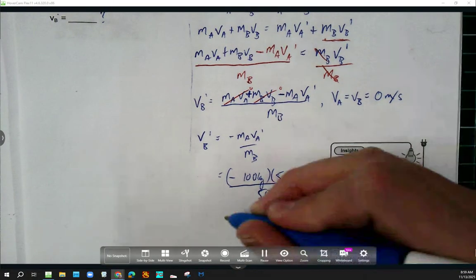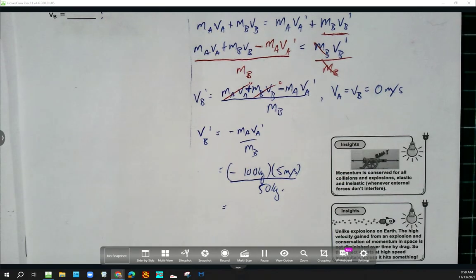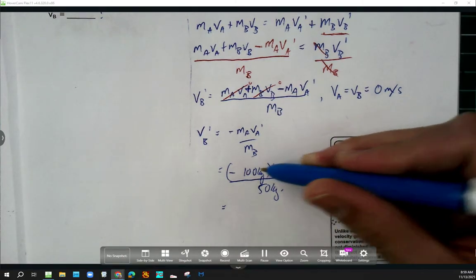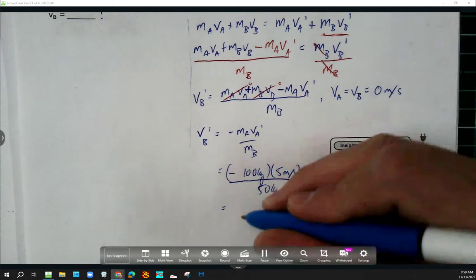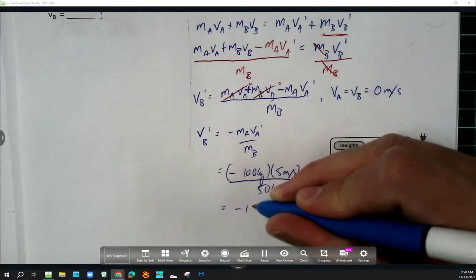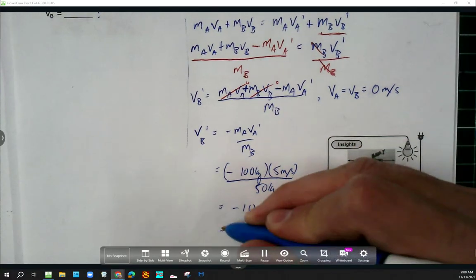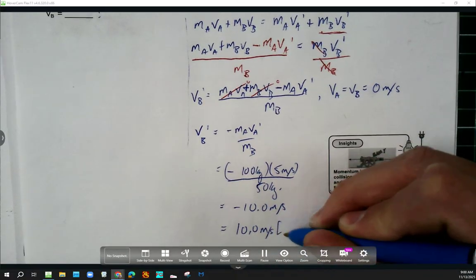Now, these two friends happen to be in a 1-to-2 ratio in terms of their masses. So don't think that there's patterns that don't exist here. We'll see something. But 5 times 100, 500. 500 divided by 50 is 10. But negative 10.0 meters per second, or 10.0 meters per second to the left.